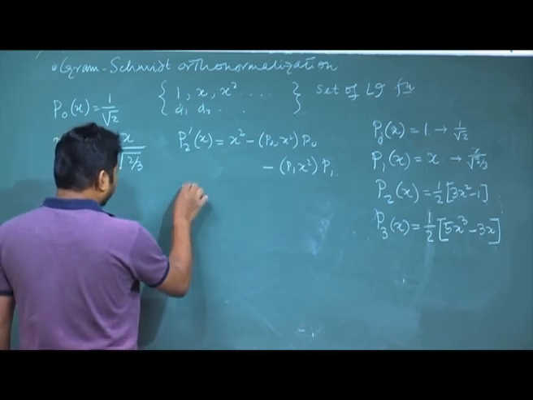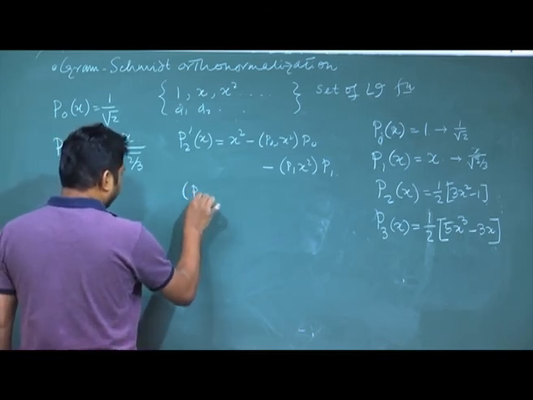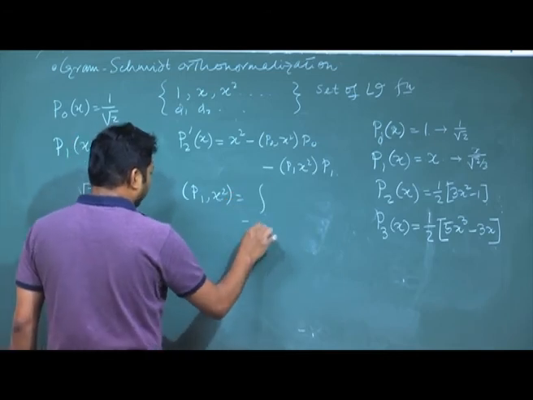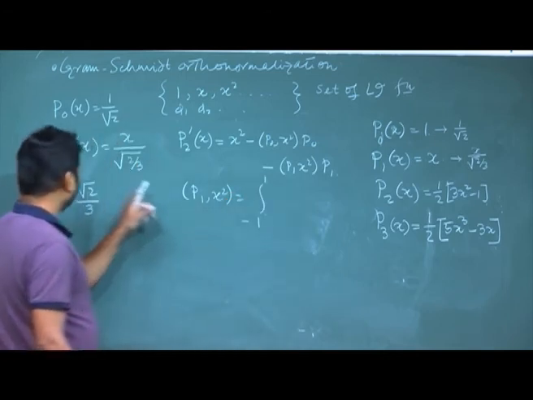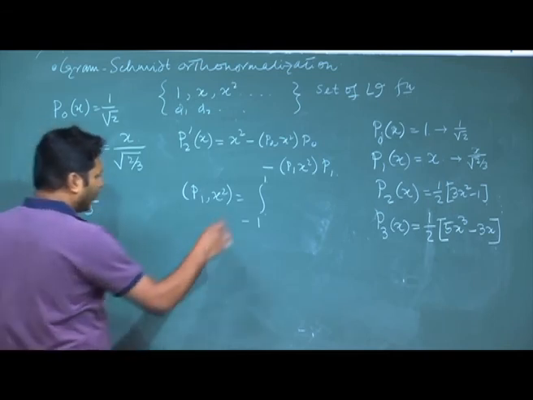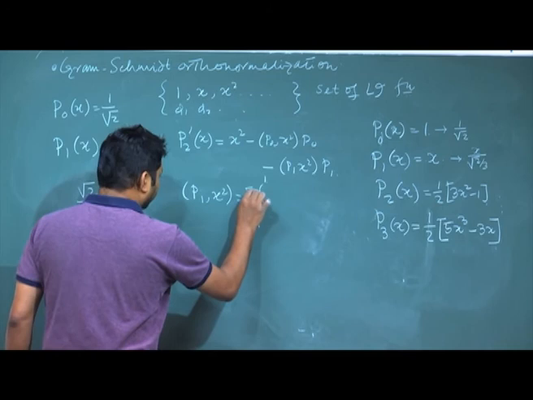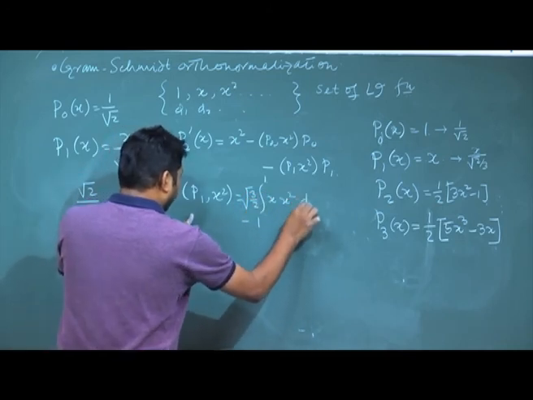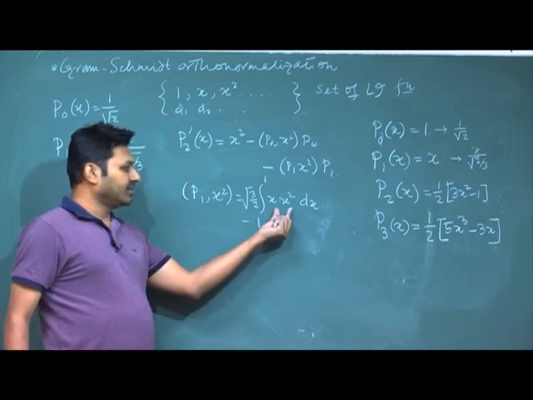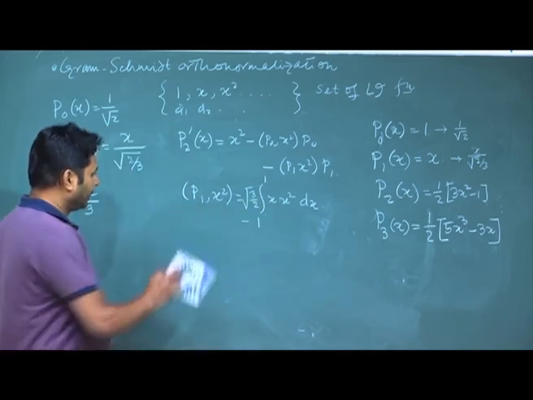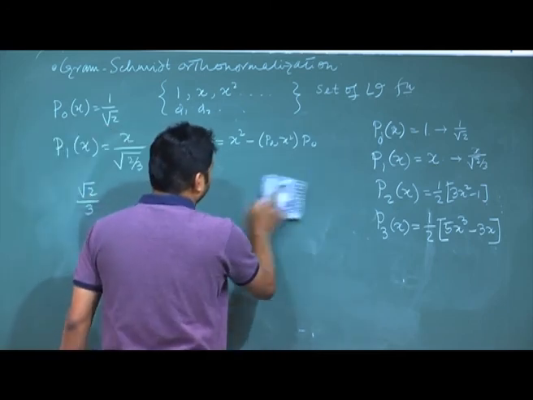The next quantity is the inner product of P1 with x square, from minus 1 to 1. What was my P1? P1 was this value. So, let me write root 3 by 2 outside, then x multiplied by x square dx. This is x cube, which is an odd function, so it is going to vanish. So, I should not have the contribution of this.